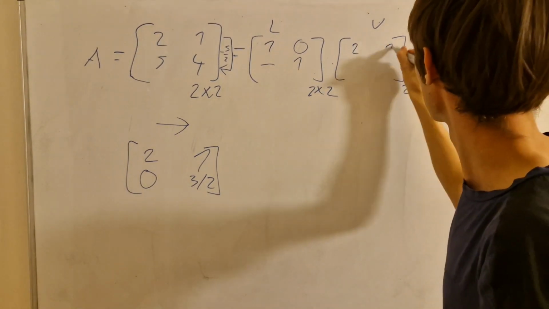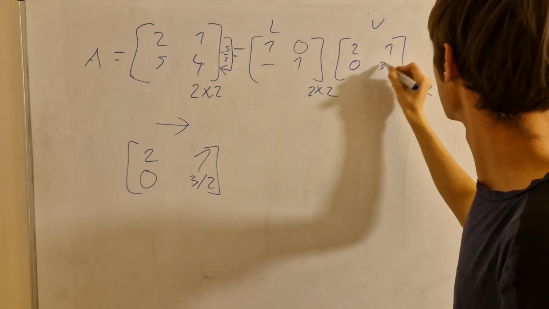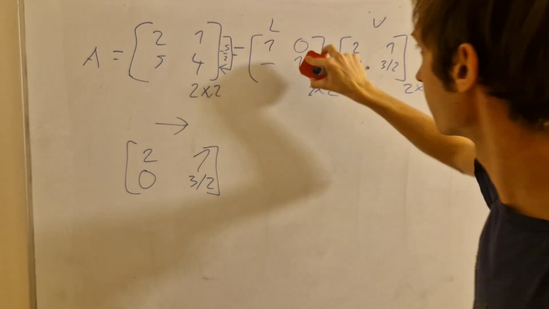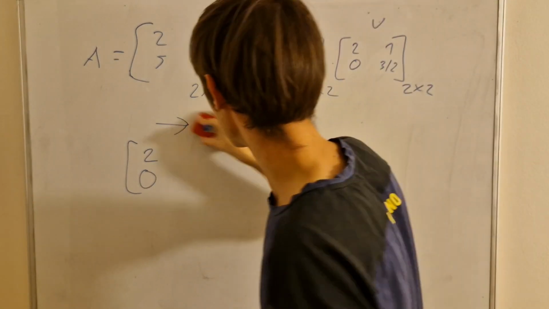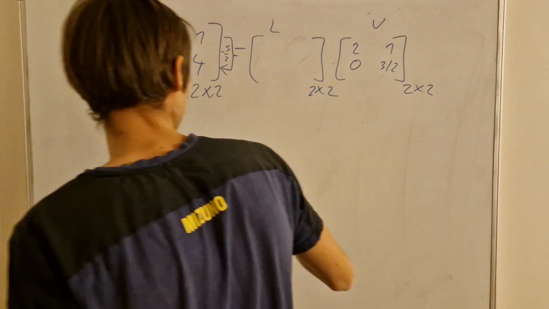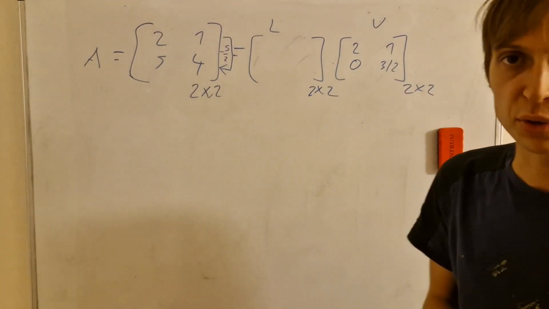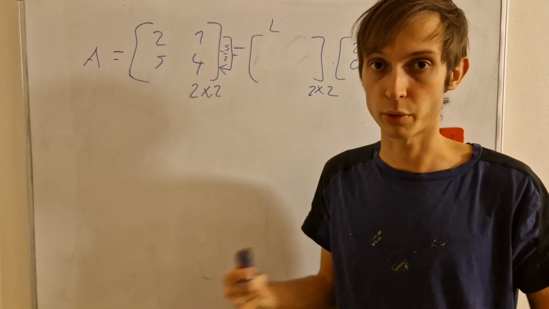So 2, 1, 2, 1, 0, 3/2. And what should L be? L should basically be yielded in a sort of interesting way. I'm not going to go into details. I would definitely recommend in this context to know elementary matrices and how they connect to elementary row operations.